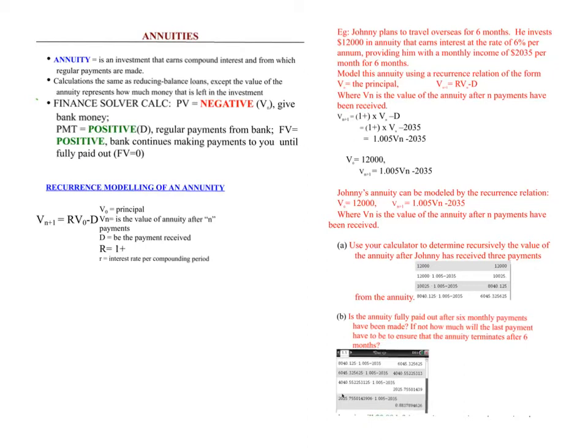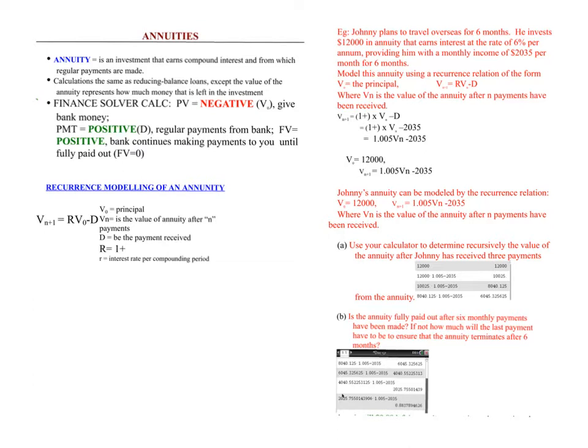So today we're doing annuities. The other day we started looking at Finance Solver and using reducing balance loans, where we were getting a loan and reducing it by a payment. Because it was a loan, the bank's not going to give you money for free, so the interest was getting charged and then you were trying to pay it off.